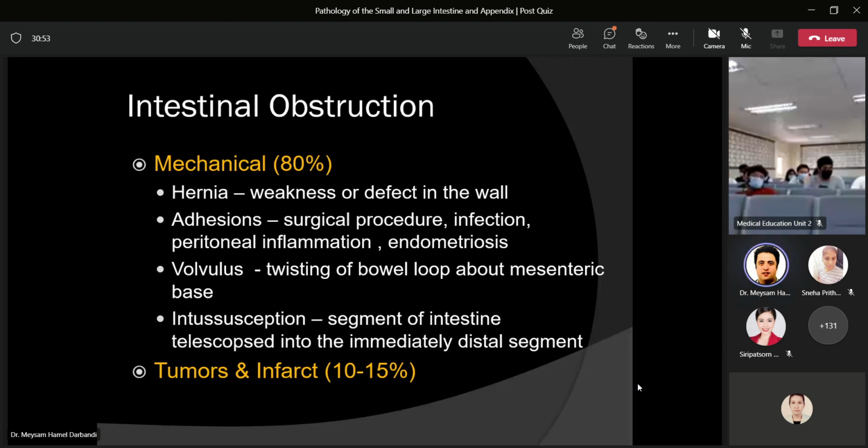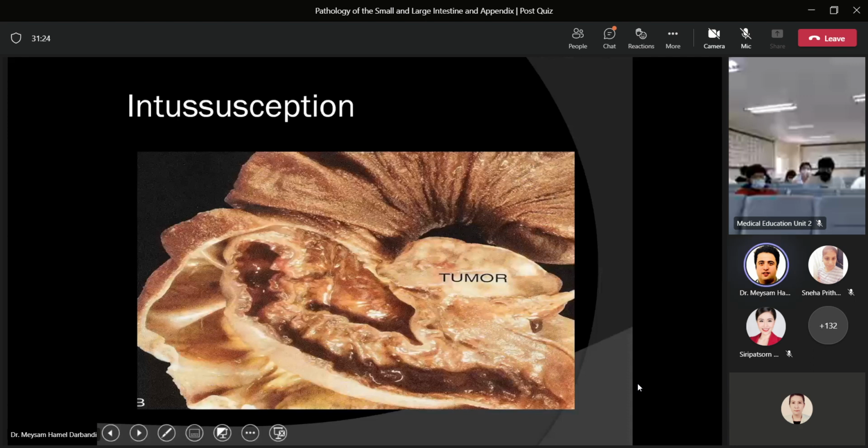Volvulus. What is volvulus? It's a twisting, right? Twisting of the bowel loop about the mesenteric base. Intussusception: a segment of intestine which telescopes into the immediately distal segment. It's actually most of the time due to tumor. So tumor and infarct is 10 to 15% of the time. So you are seeing, I told you, intussusception is due to tumor.